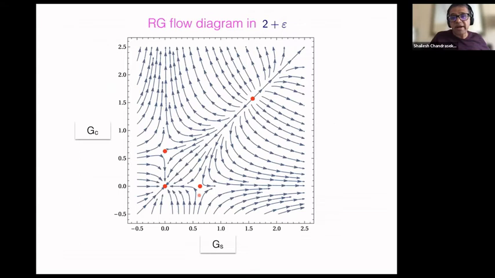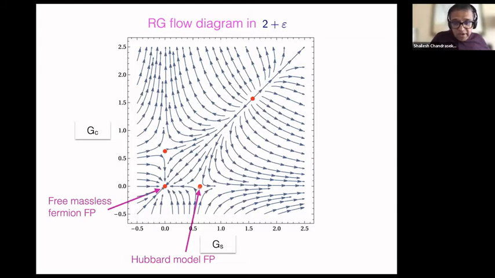And so for the 4 fixed points, I'll just talk about the 2 plus epsilon results given the time. So this is the free fermion Gaussian point, right? Then this is the usual Hubbard fixed point. And remember, there are either the spin or the charge. There are equally symmetric fixed points there. And then here is the new spin charge symmetric fixed point, right? So when GS equals GC, we are flowing along this line.